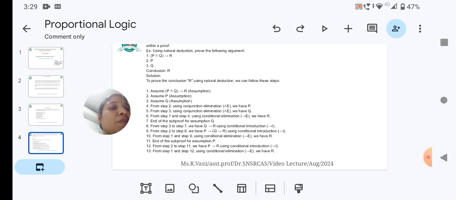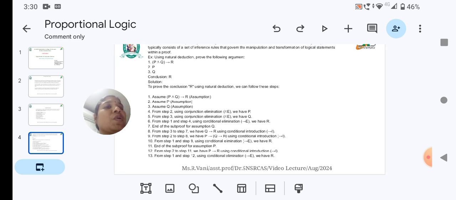From steps 2 to 8 we introduce P implies Q and Q implies R. From steps 1 to 9 we apply conditional elimination. Then we derive R. At the end of the subproof we assume the value must be equivalent to P. From steps 2 to 11, we derive P implies R using conditional introduction. From steps 1 to 12, we apply conditional elimination. Then we prove that R is equivalent to P conditional Q.